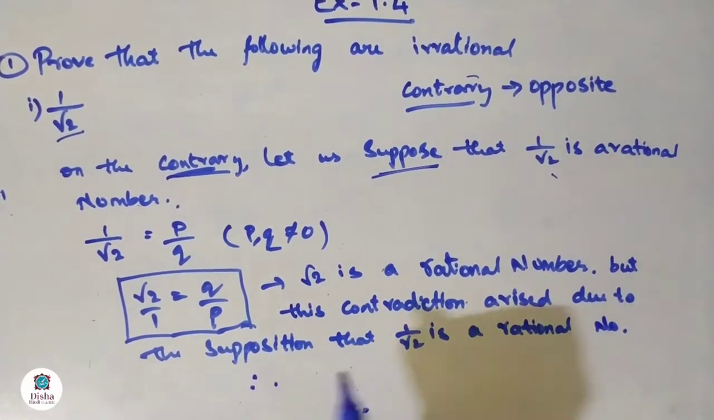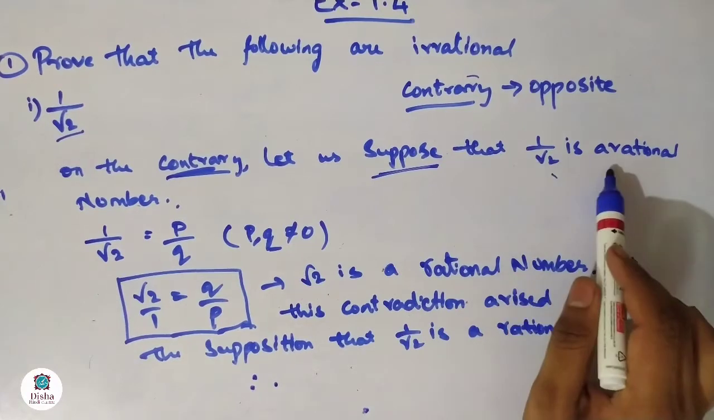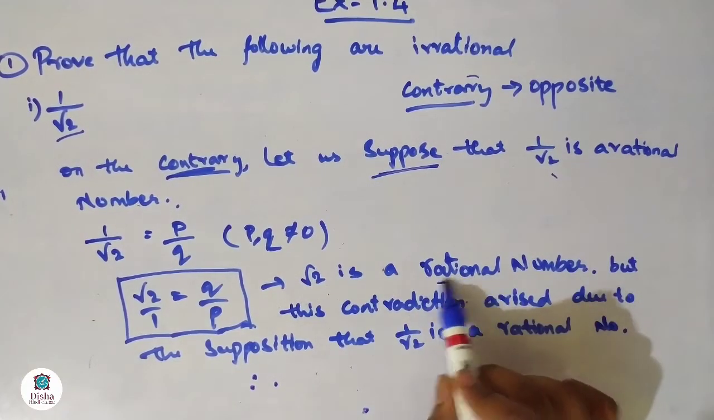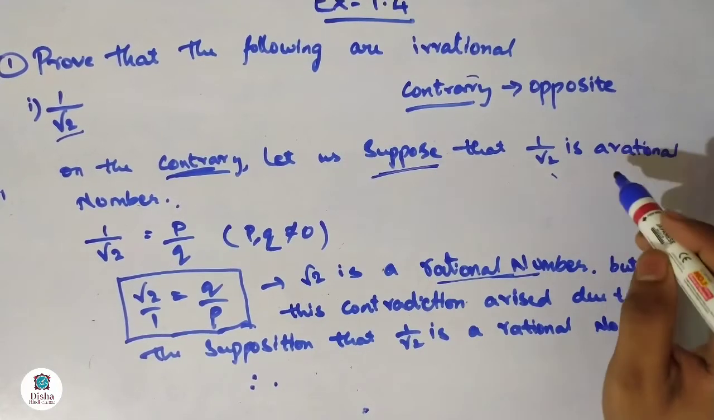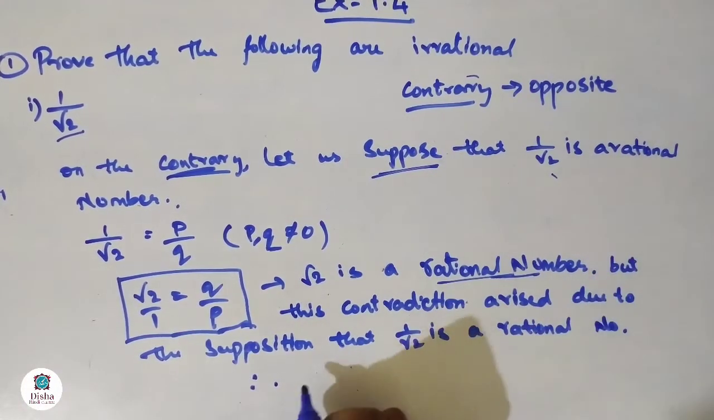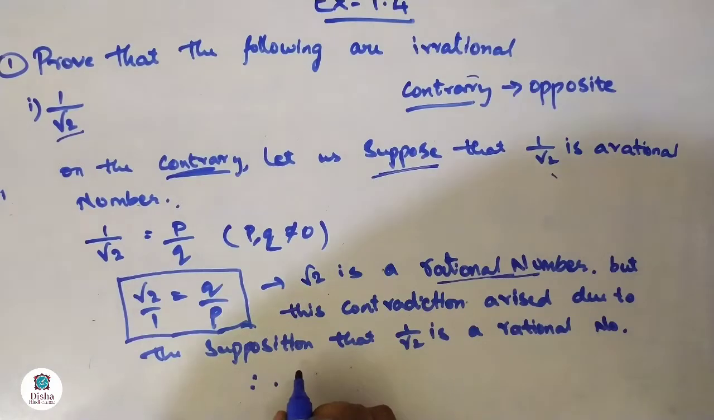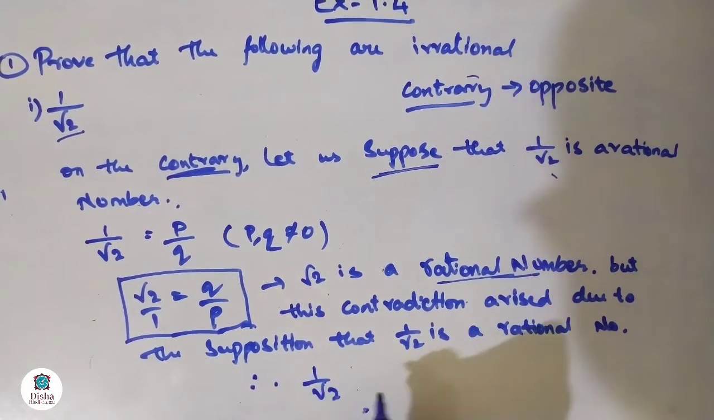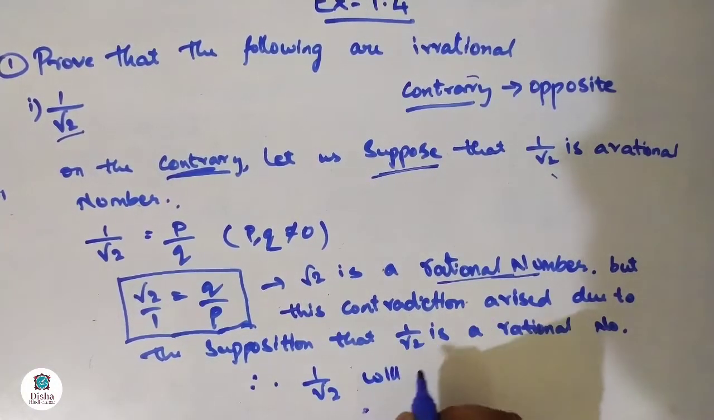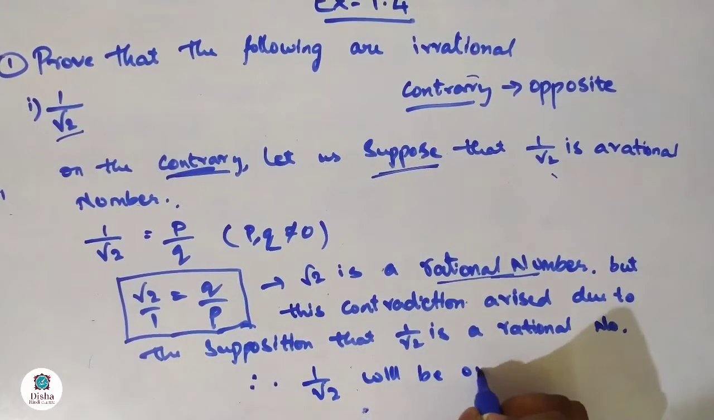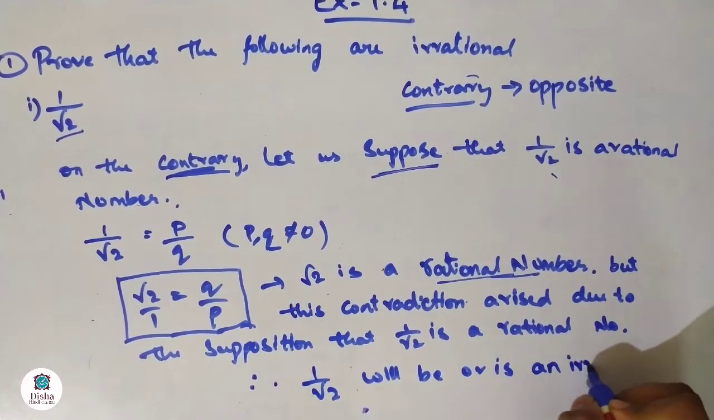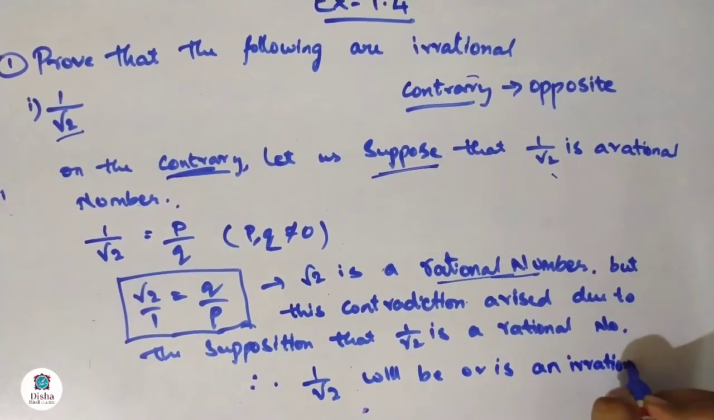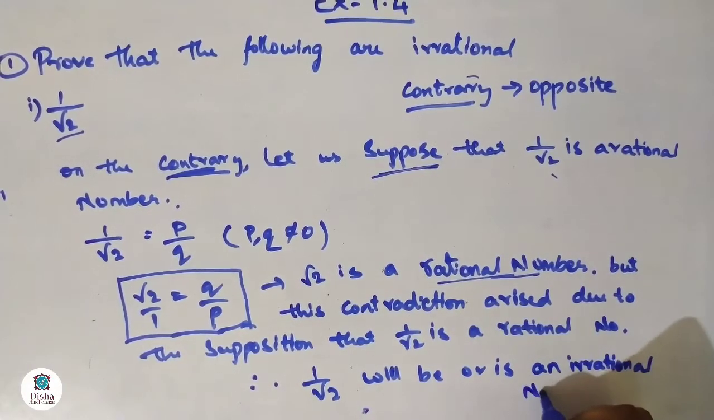So we thought that it is a rational number, but we got a result that contradicts this. Because it is an irrational number, therefore 1 by root 2 is an irrational number.